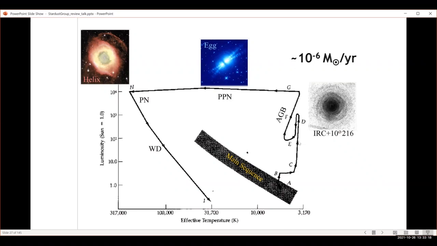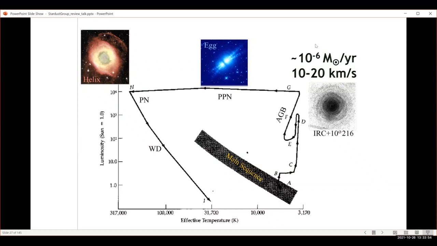Just to give you an idea of how much material is being lost, typical mass loss rates will change over the course of the star's evolution, but they're of the order of 10 to the minus 6, a millionth of a solar mass per year. Now, that might not sound like a lot, but the solar wind is at highest 10 to the minus 15 solar masses per year, and it's more like 10 to the minus 20. So 10 to the minus 6 solar masses per year is a lot of material being thrown off every year. At the same time, it's not moving very fast. The solar wind moves at 200 to 1,000 kilometers per second.